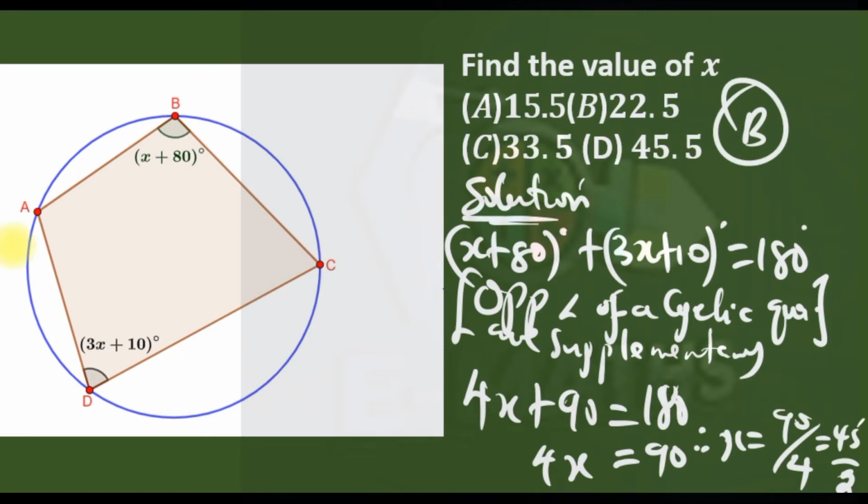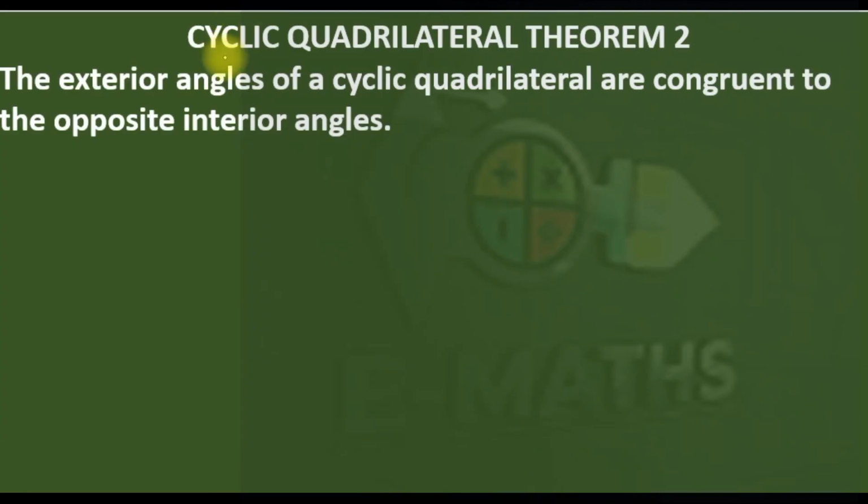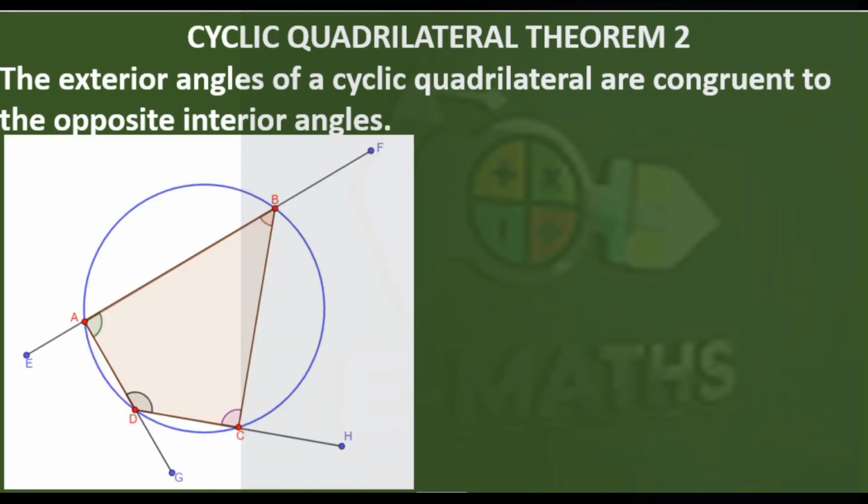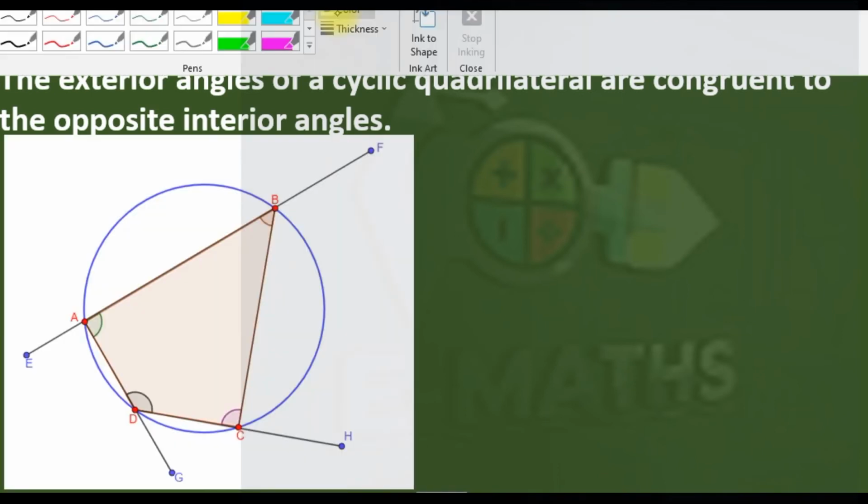So let's look at the second theorem. The second theorem says that the exterior angles of a cyclic quadrilateral are congruent to the opposite interior angles. Exterior angles of a cyclic quadrilateral. So let's look at the diagram. We have a cyclic quadrilateral with exterior angles.